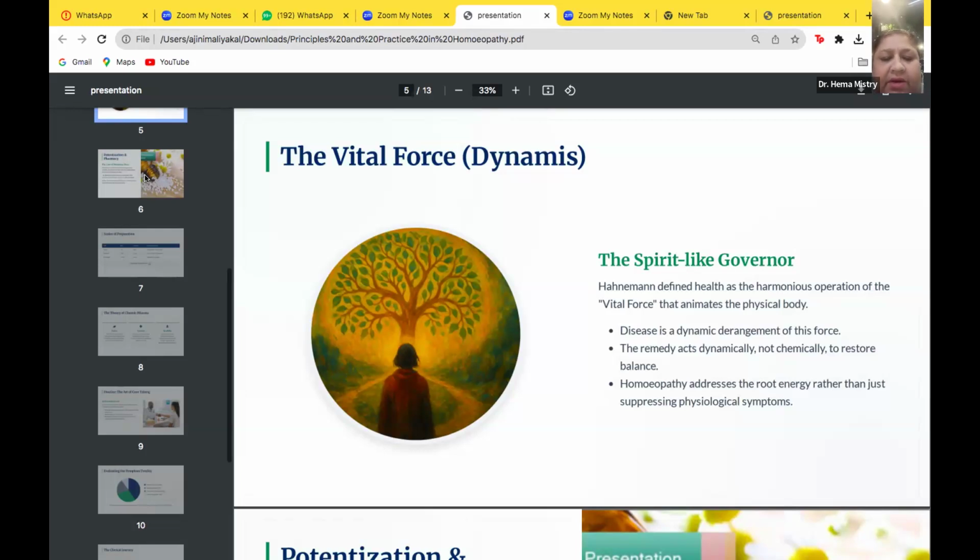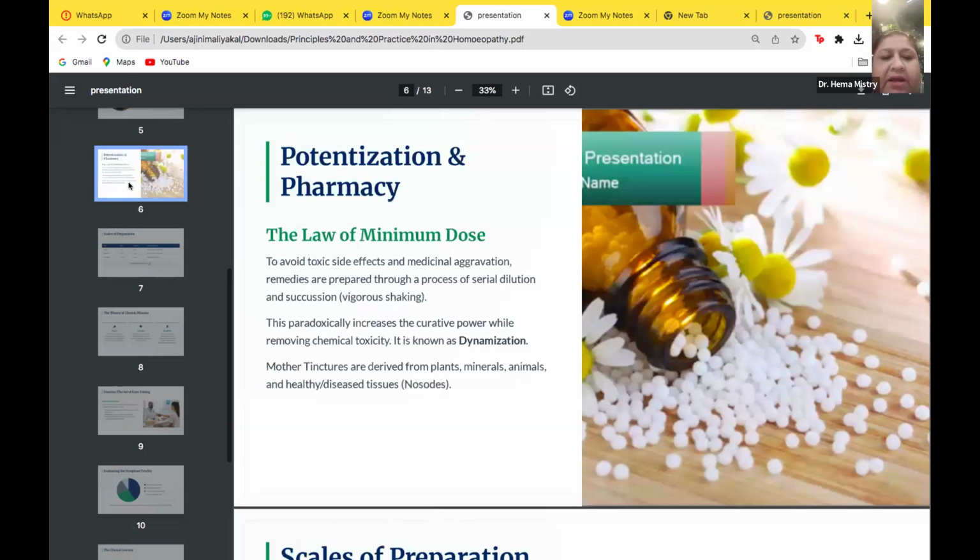Then the next is potentization, where we spoke about how the homeopathic drugs are prepared, and the law of minimum, which does not have standard dosages as you have in modern medicine. I mean, any chemical or synthetic or direct drug into your body can produce side effects, aggravation or harmful effects. So to avoid that, he came up with this law of minimum, and the dilutions, that is 1:10, then 1:9. That is the medicinal potency.